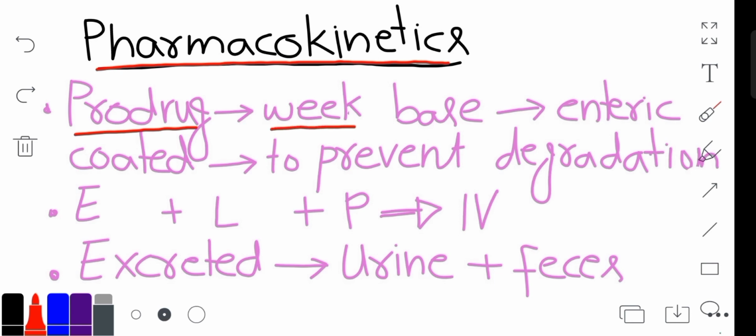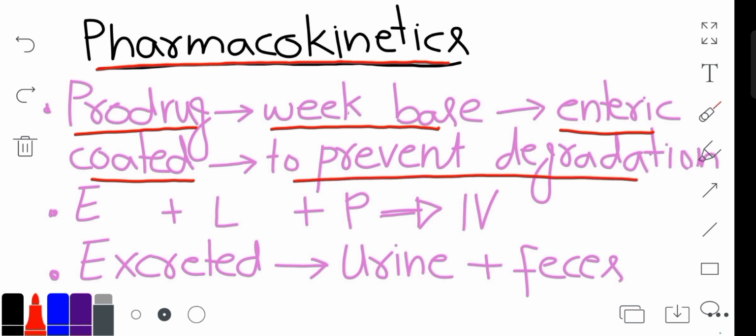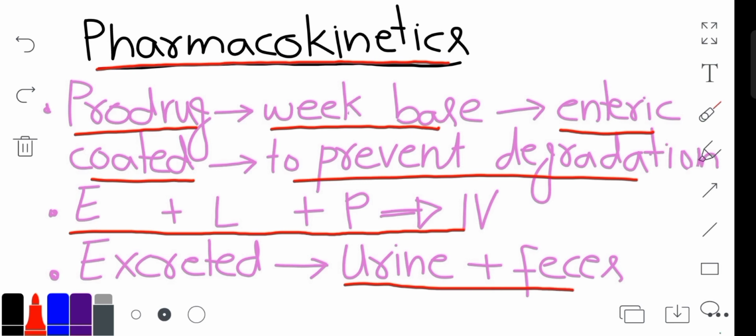They are weak bases. They are absorbed efficiently in the alkaline medium of the duodenum, and from the duodenum they are transported to the gastric canaliculi. Therefore, they are available in enteric coated form to prevent their degradation in the acidic medium of the stomach. They are available in oral form. Esomeprazole, lansoprazole, and pantoprazole are also available in intravenous form. They are metabolized by the liver and excreted via urine and feces.